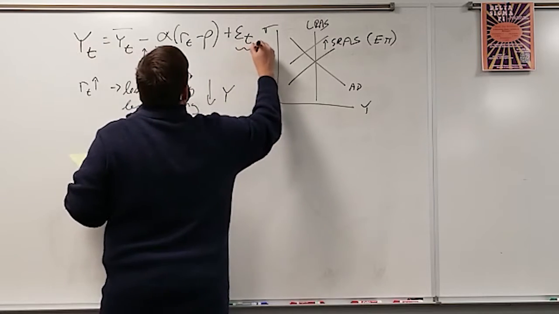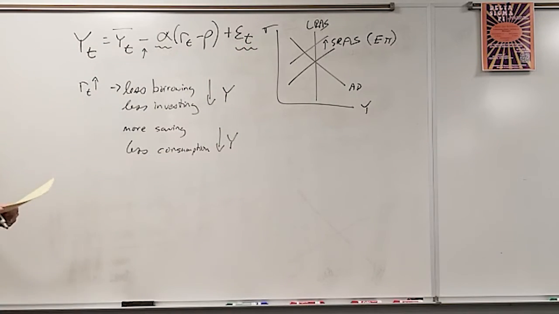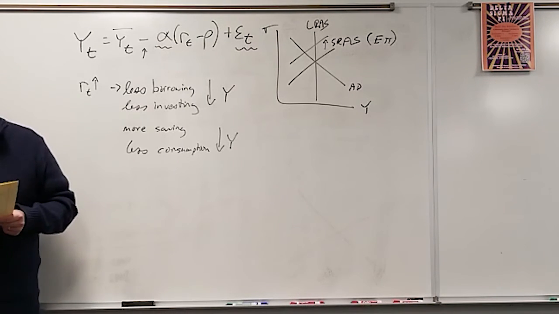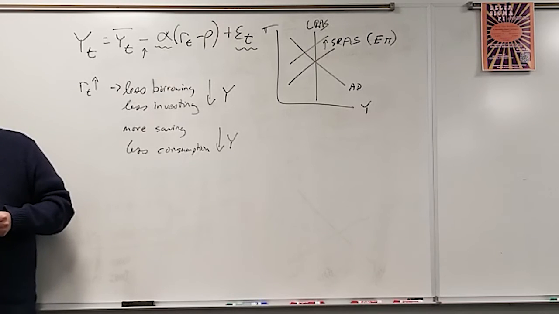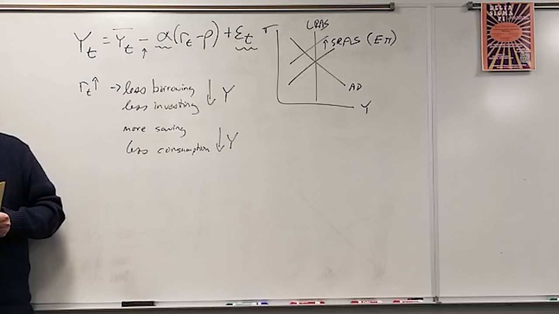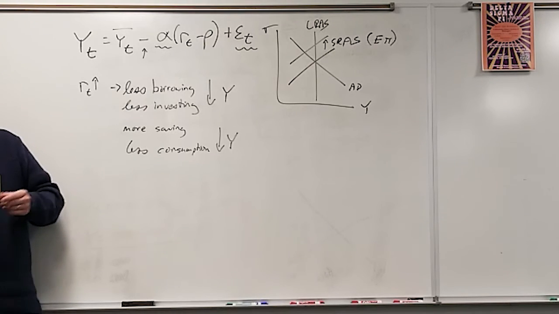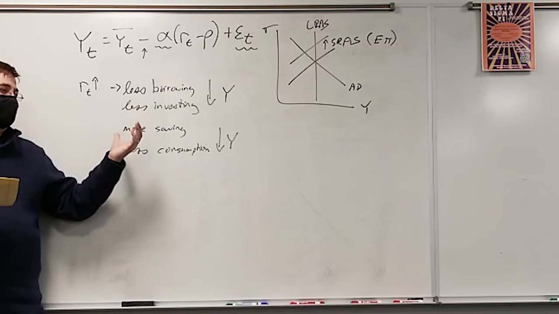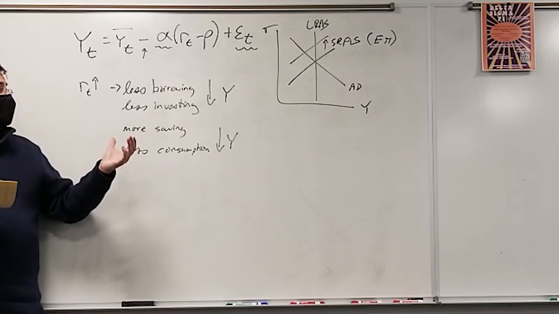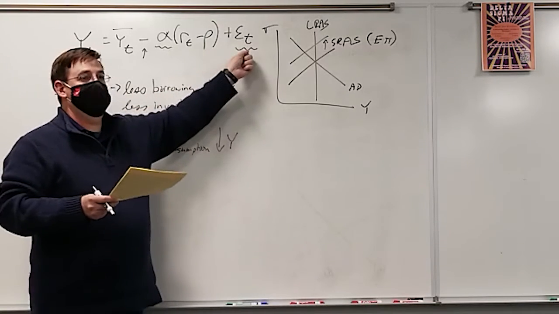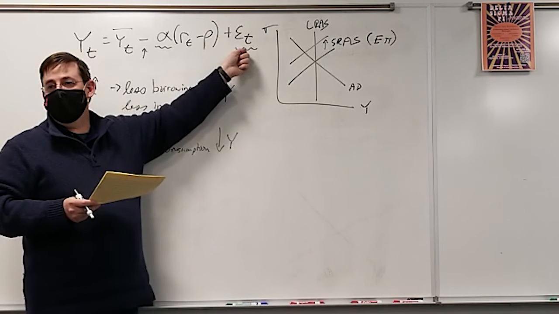Again, to reemphasize this, the E of t term is taken to mean an animal spirit, some sort of a shock to demand. Now, it's treated as a random variable. By random, what's implied is that you can't predict it, you can't plan for it, and you can't prevent it. So shocks to aggregate demand or output are unexpected, unplannable, and unpreventable.